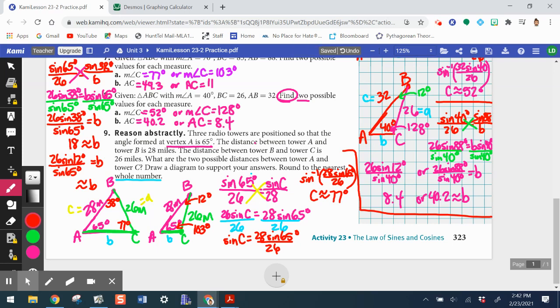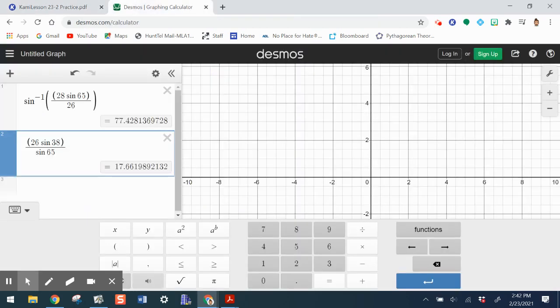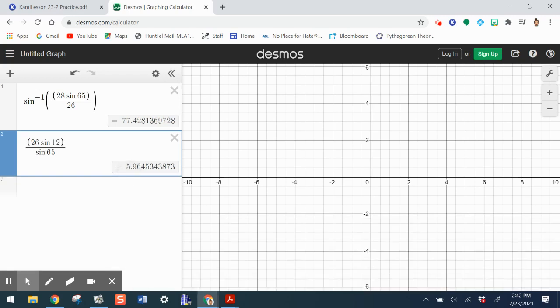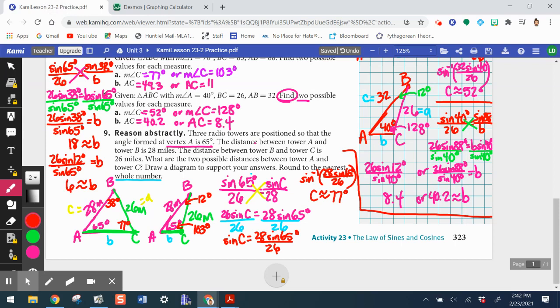Well, now let's evaluate when the measure of angle B is 12 degrees. So I'm just going to change 38 to 12. And now rounded to the nearest whole number, the 9 tells the 5 to round up to a 6. So the two possibilities here for the distance between Tower A and Tower C is 18 miles or 6 miles. So we'll put that in. AC could equal 18 miles or 6 miles.